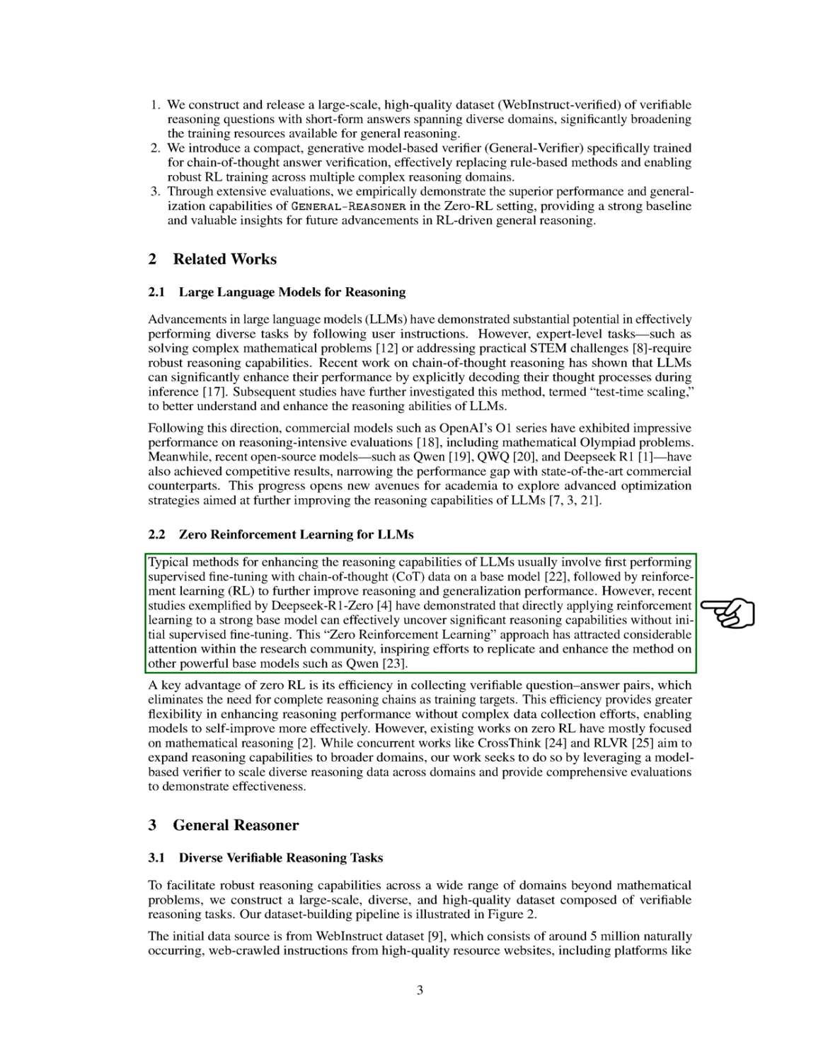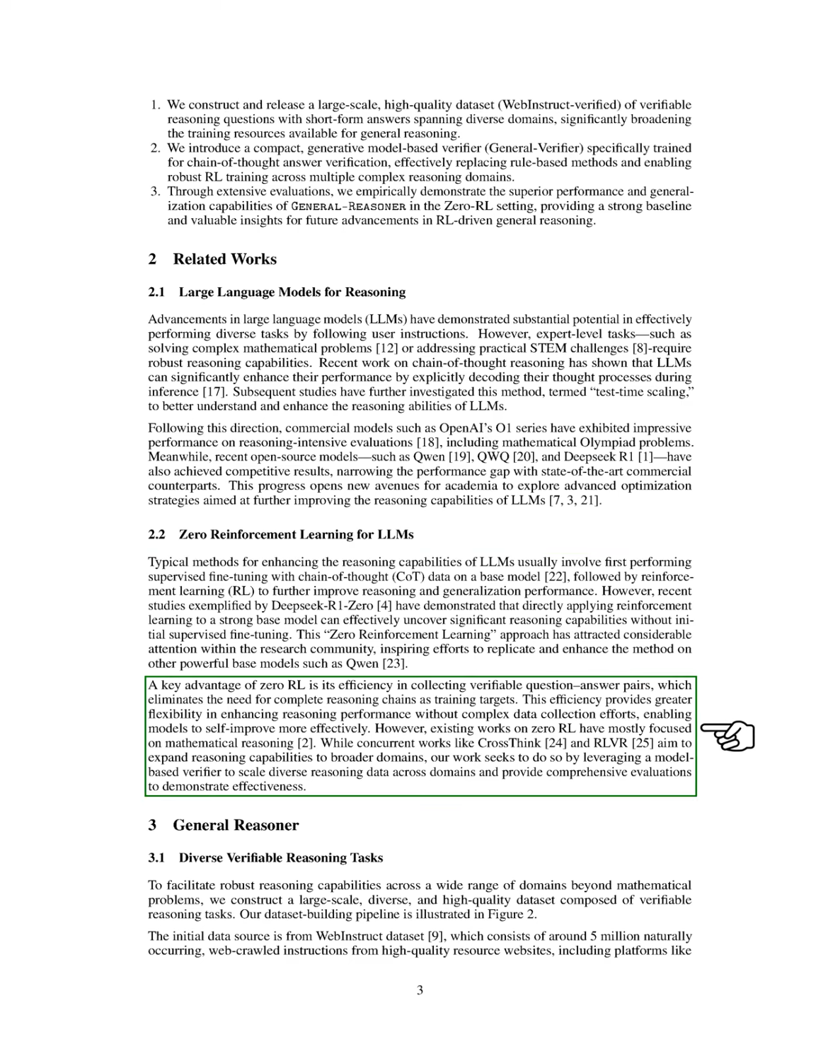One major benefit of zero RL is its efficiency in gathering verifiable question-answer pairs, which means we don't need complete reasoning chains as training targets. This allows for more flexible improvements in reasoning performance without complex data collection, enabling models to enhance themselves more effectively. However, most existing work on zero RL has focused on mathematical reasoning. While other projects like CrossThink and RLVR aim to broaden reasoning capabilities, we focus on using a model-based verifier to scale diverse reasoning data across different domains and provide thorough evaluations of effectiveness.